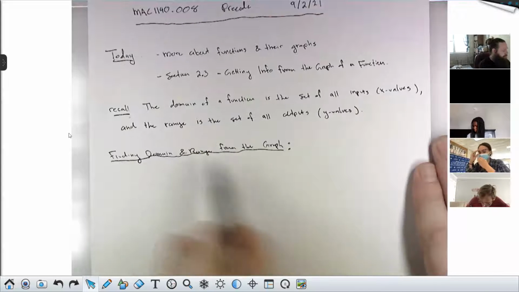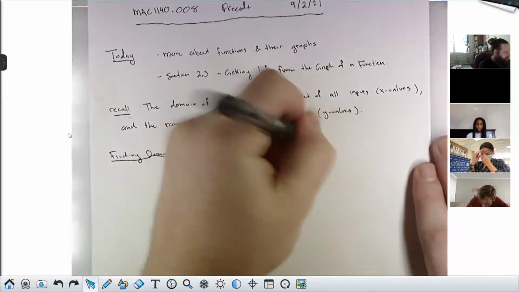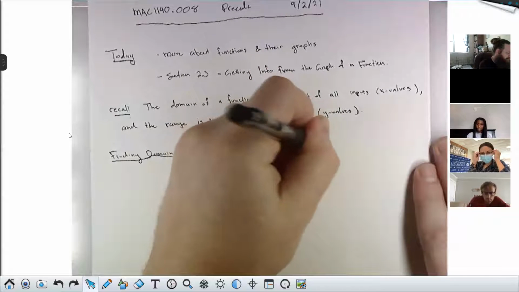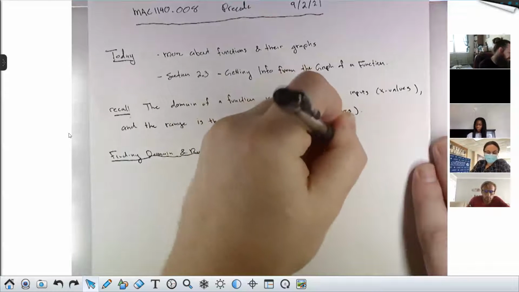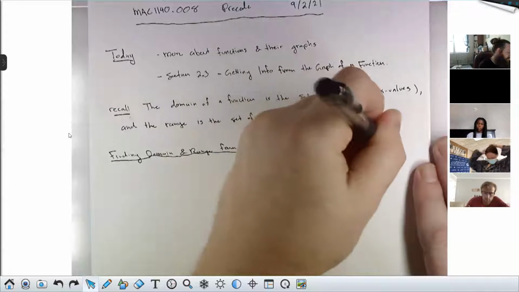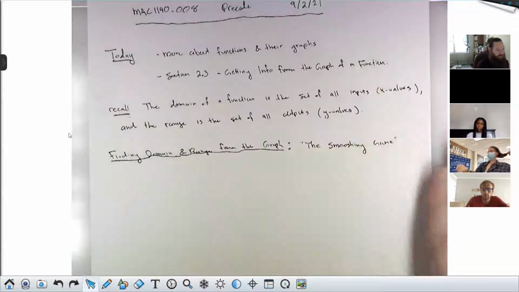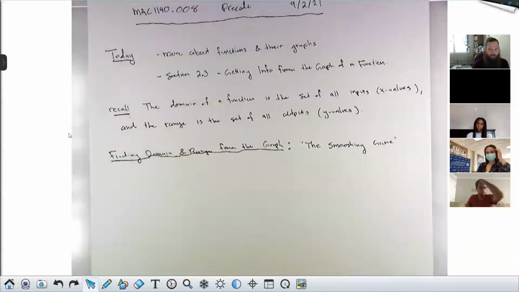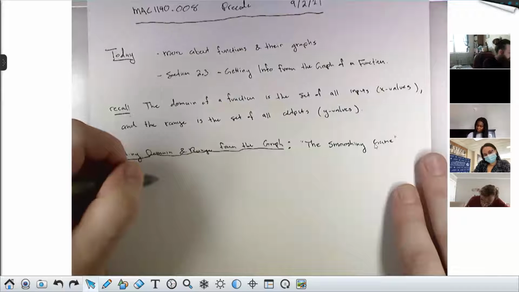But the trick I'm going to show you for finding domains and ranges is what I'll call the smooshing game. And smoosh is probably not a real word in the English language. There is a mathematical term for this. It's called projection. What we're really doing is projecting the graph. But let me show you what I mean.